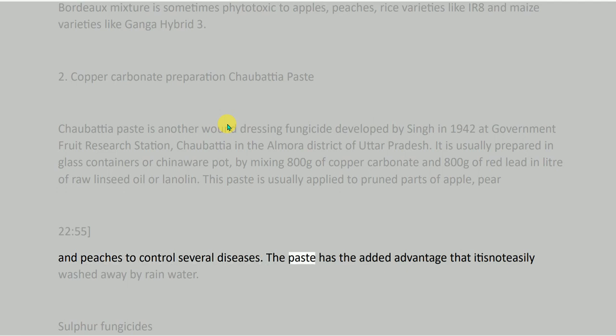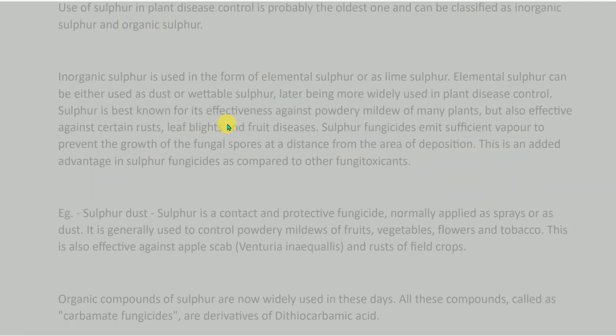Sulfur fungicides. Use of sulfur in plant disease control is probably the oldest one and can be classified as inorganic sulfur and organic sulfur. Inorganic sulfur is used in the form of elemental sulfur or as lime sulfur.